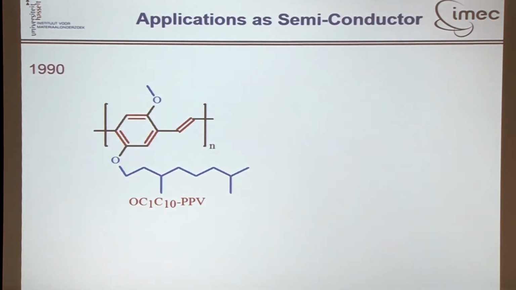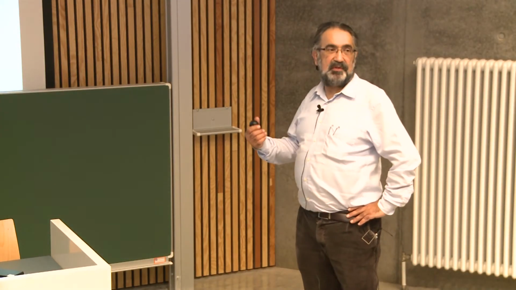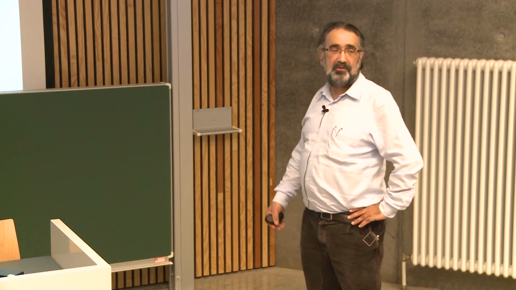Now what Richard discovered is based on this material. That's a so-called PPV, poly(phenylene vinylene). The vinylene points to the double bond. You see here the decoration for solubility. In 1990 it was published in a Nature paper that this material showed electroluminescence.